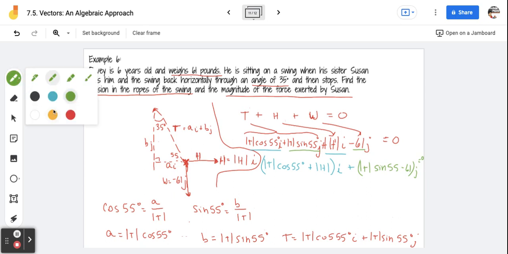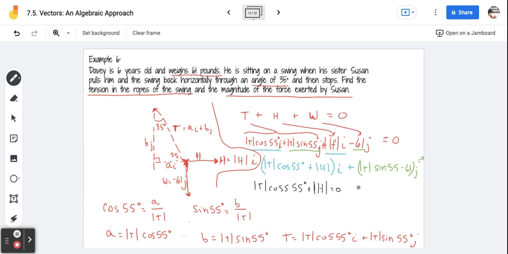So basically, I could go back to the T cosine 55 plus H must equal 0, and T sine 55 minus 61 must equal 0. Now this one, I have two variables in it. I can't solve this one yet. If I solve this one first, it only has one variable. I can solve for T, then I can substitute T over here, and I'll be able to solve for H. So I need to solve this one first.